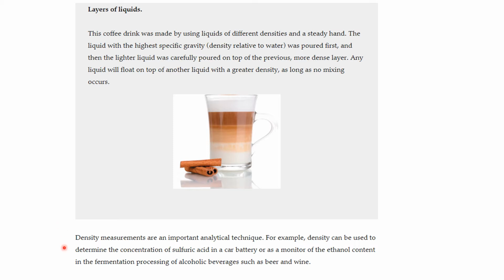Aside from nice coffees, density measurements are an important analytical technique. For example, density can be used to determine the concentration of sulfuric acid in a car battery, or as a monitor of the ethanol content in the fermentation processing of alcoholic beverages such as beer and wine.